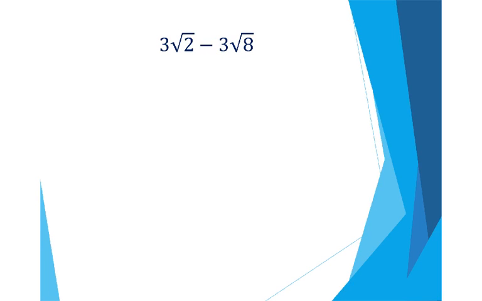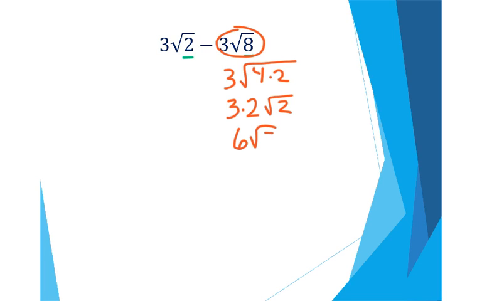Okay, the next one is similar to that. I notice that these are not the same radicand, 2 and 8, not the same. But I do know that I can simplify this right here. So 3 square root 8, that's 3 square root 4 times 2. Square root 4 is 2. So I'm going to have 6 square root 2. So 3 square root 2 minus 6 square root 2 is negative 3 square root 2.